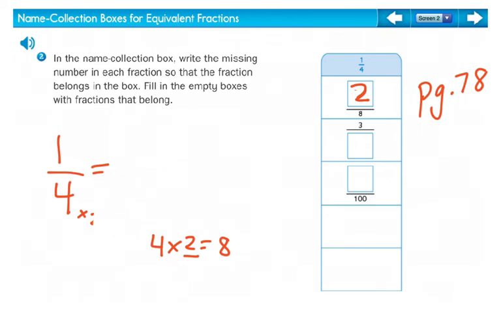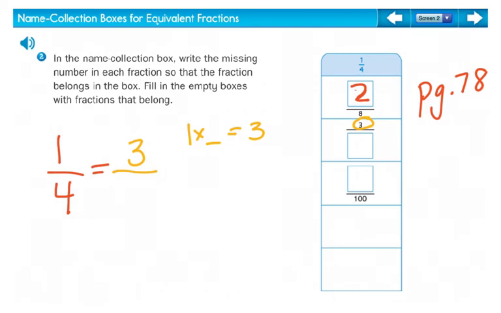Let's try another one. This time, it's saying that we have 3 as our numerator. So what would I multiply 1 by to give me 3? Well, the answer would be 3. If I multiply the top by 3, I have to multiply the bottom by 3. And this is why you would need to know those multiplication facts throughout 4th grade. 4 times 3 is 12. In other words, 3/12 is the same as 1/4.